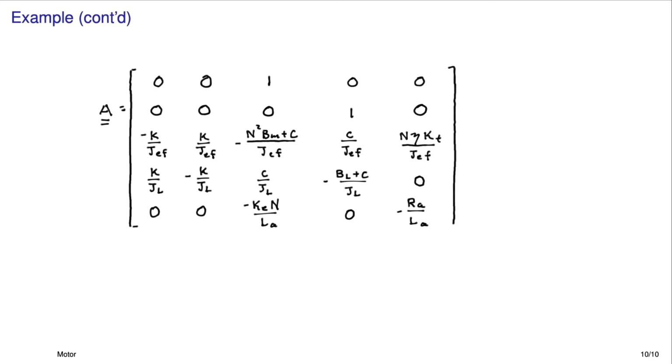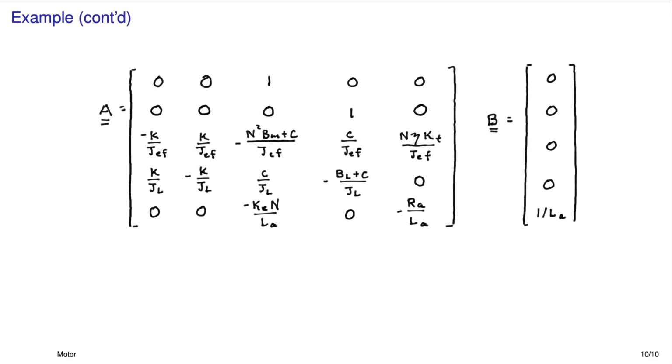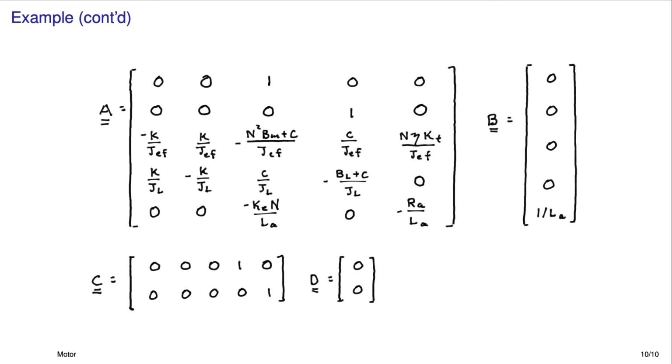And then here's our B matrix. So that's how the input voltage gets into the differential equation. And there's our C matrix and D matrix. And C and D are for the outputs. And remember, our outputs are the output shaft of the gearbox. Or no, it's the load, I'm sorry. So it's the load speed and the armature current.